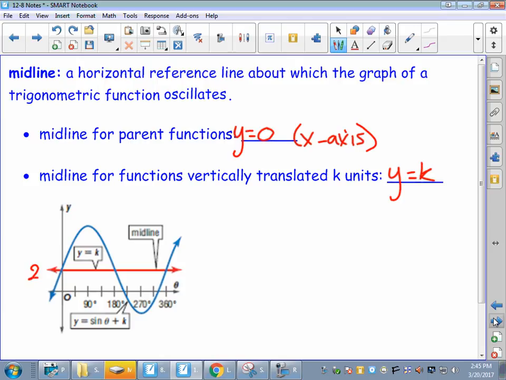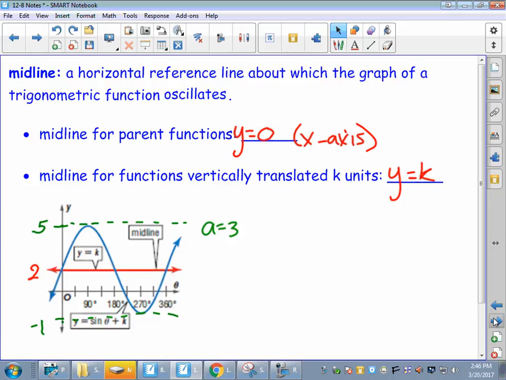Now, if this was 2 units, let's say, and the amplitude for fun, let's say, was 3 units, we do not go up to 3 for our max and down to -3 for our min. We would actually go up 3 units from 2, which would take us to 5, and we'd max out at 5, and then we would go down 3 units from 2, which would take us to -1, and that's where we would minimize. So the amplitude is still the same. It's the number out in front, the A value, but you don't see a 3 on the graph at all. You go 3 up from the middle and 3 down from the middle.